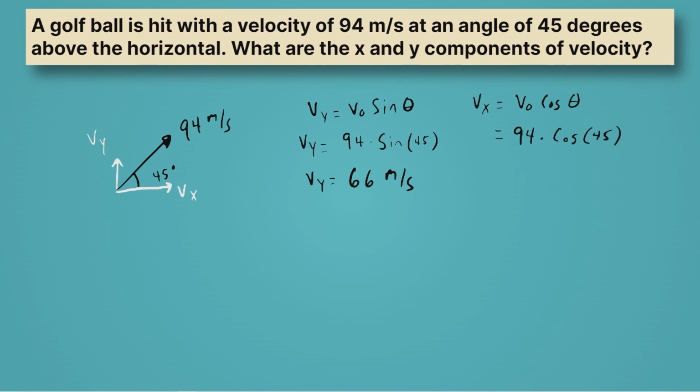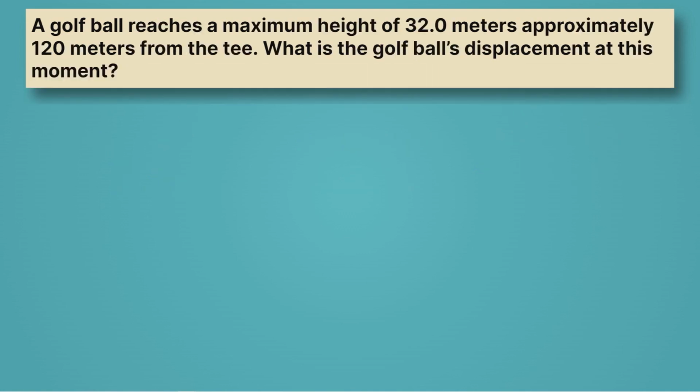A funny thing about that 45 degree angle, because it's halfway between 0 and 90, it actually splits the velocity perfectly equally into the x and y, and so the x will give us the same thing to 2 sig figs, 66 meters per second. Okay, so that's splitting up our velocity into its components. Once again, go ahead and pause the video, give this a try, and come back.